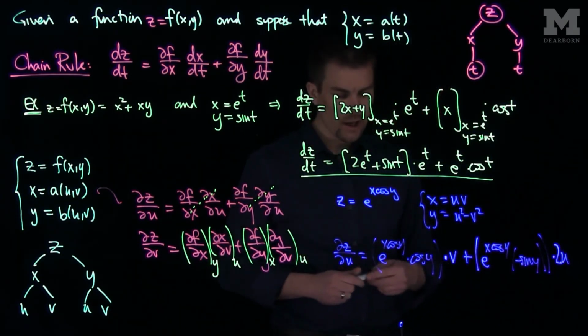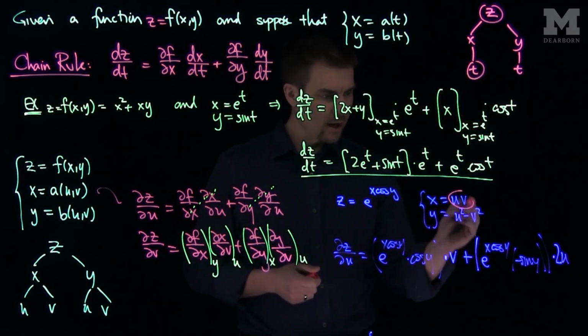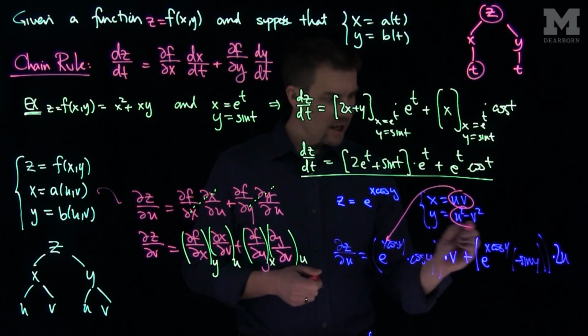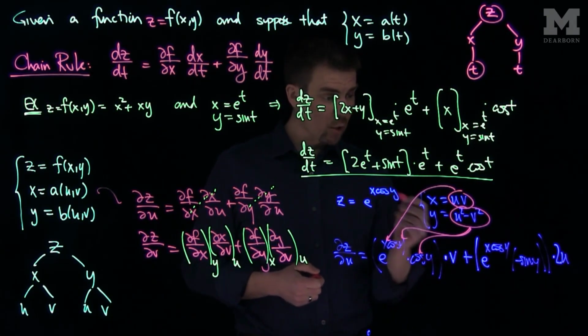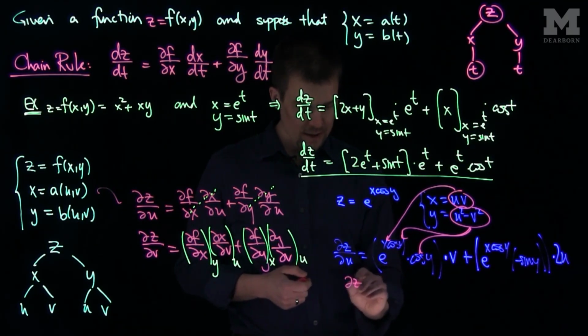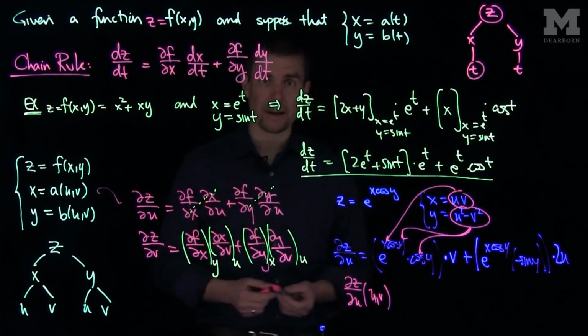Now what we need to do is everywhere we see an x in this expression, I'm going to have to take uv and fill it in for x, and u squared minus v squared and fill it in for y, and then my end result will be a function, so this dz du is going to be a function of u and v once we plug in what x and y are equal to in terms of u and v.